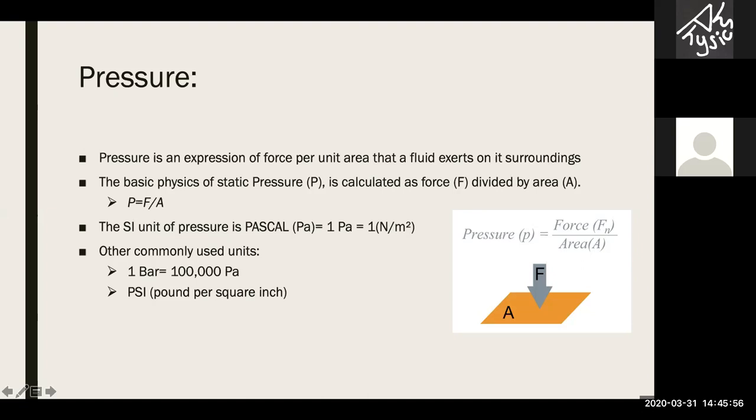We have also many other common units, but the most common or the most known ones are the bar and the PSI. 1 bar is equal to 100,000 Pascal. And we have the pound per square inch, that's the American known one. We also have the atmospheric pressure, the ATM, as you all know.